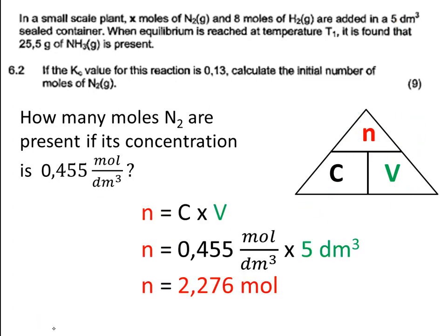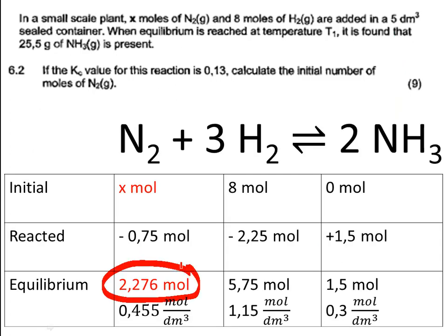So you work out, therefore, what's the number of moles? We simply substitute the values in the appropriate places. The concentration is 0,455, multiply that by the volume, and we find the answer 2,276 moles. So that's how many moles of nitrogen we had at equilibrium. Now we work backwards to find out how many moles of nitrogen we had initially. If once we've used up 0,75 moles, we still have 2,276 moles left, how much must have been present in the beginning?